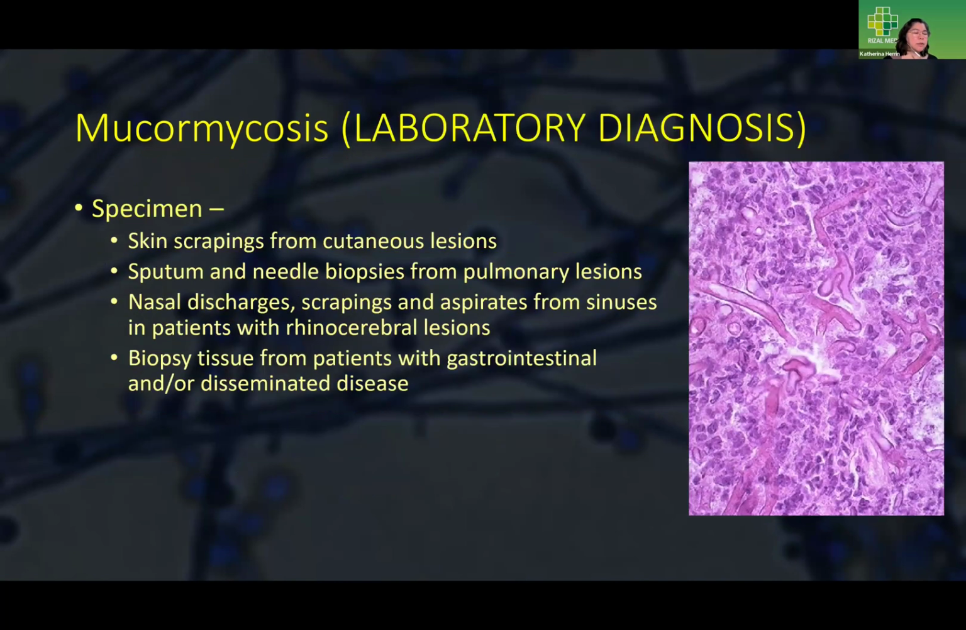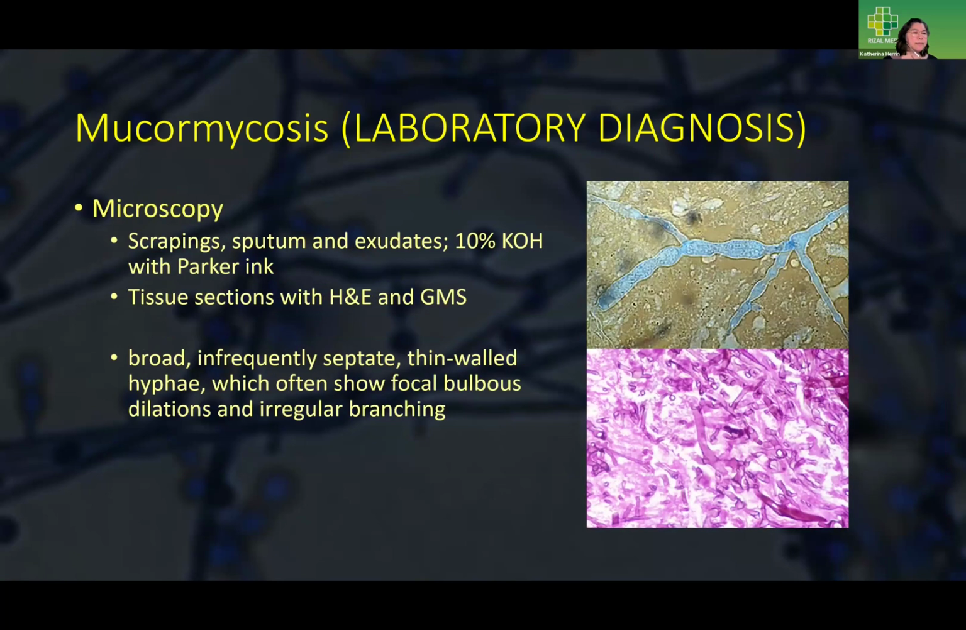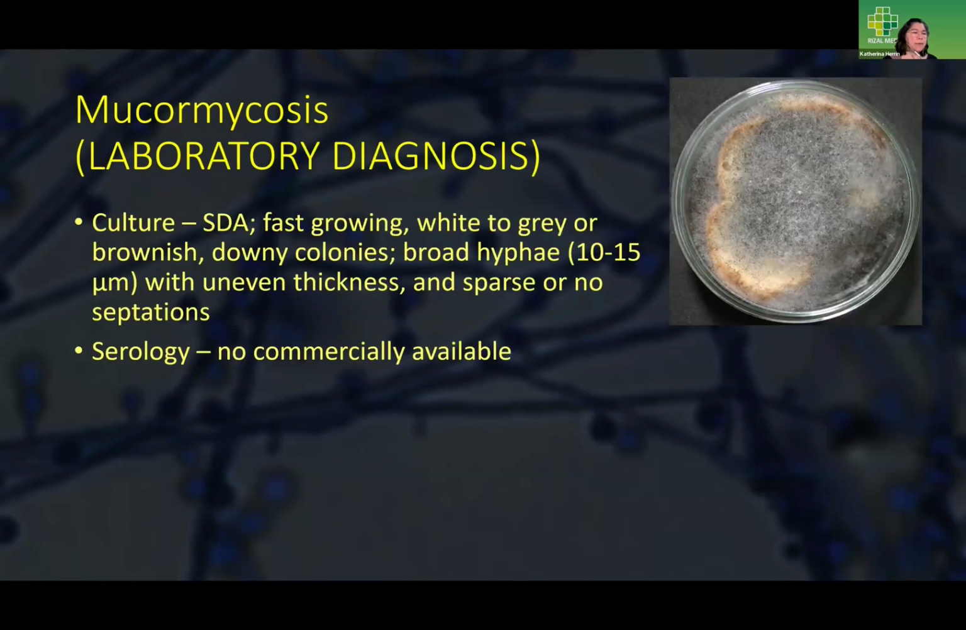Specimens can come from skin scrapings, sputum, and needle biopsies from pulmonary lesions. In tissue sections, you'll find broad, infrequently septate, thin-walled hyphae, which often show focal bulbous dilations and irregular branching. They grow rapidly on laboratory media, producing white to gray or brownish abundant cottony or downy colonies. Identification is based on the sporangial structures.